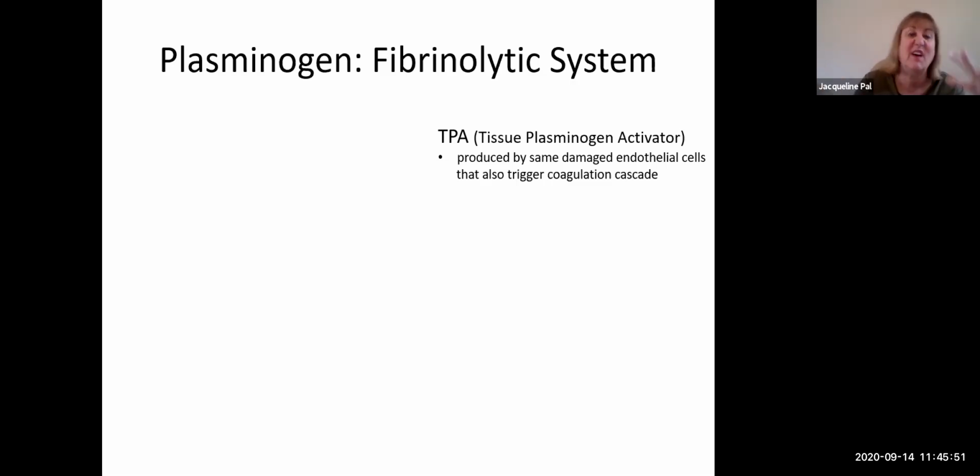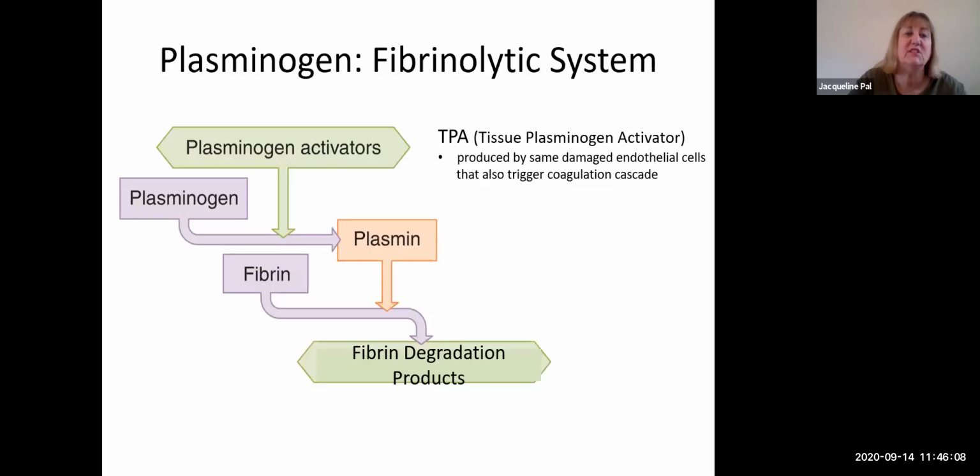In other words, there's stuff in the tissue which are produced by the same endothelial cells that were damaged in the blood vessel wall that triggered the coagulation cascade. So there's other chemicals we haven't talked about. And one of them is this plasminogen activator. And these plasminogen activators will act on plasminogen, which is a protein circulating around in your blood, and plasminogen then becomes its active form, which is plasmin.